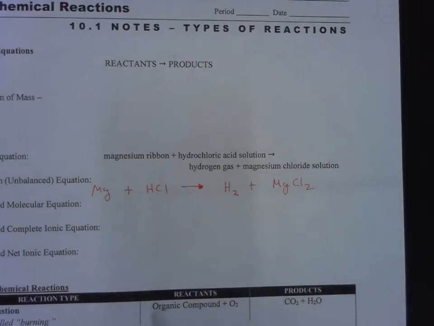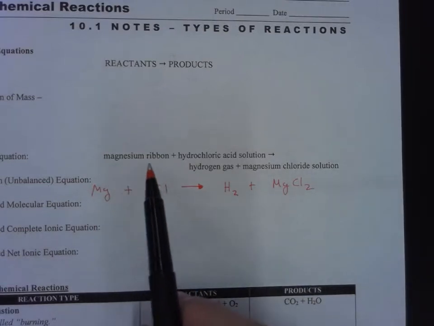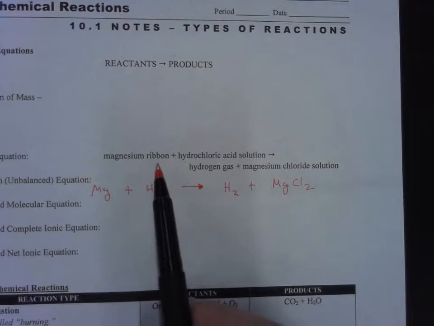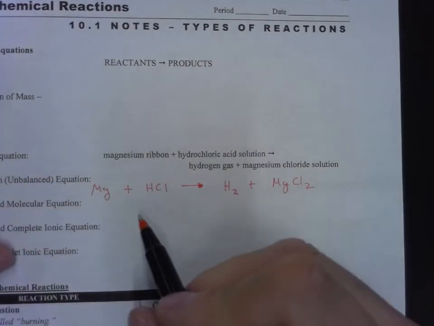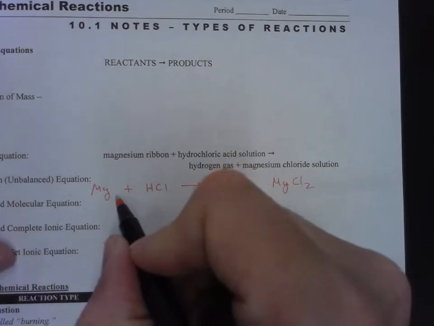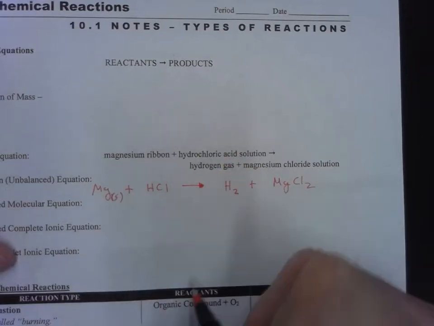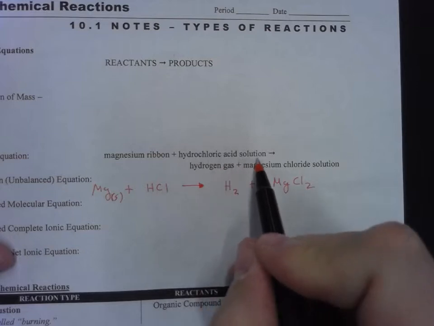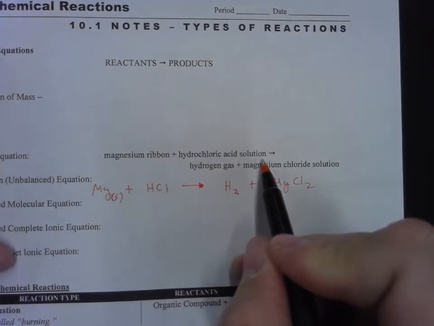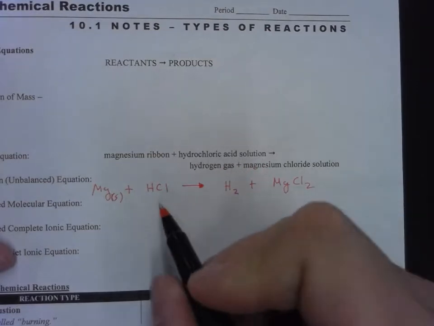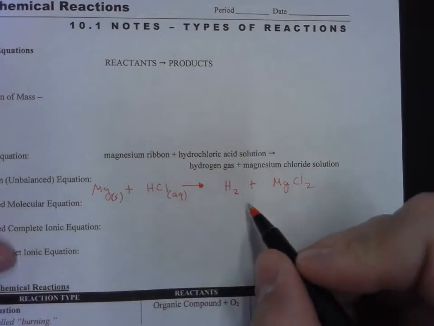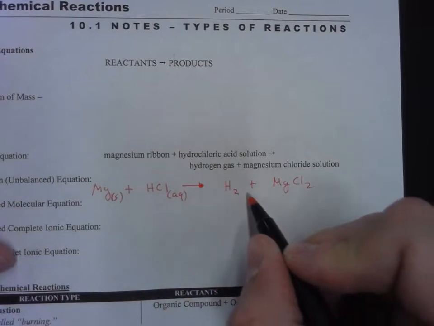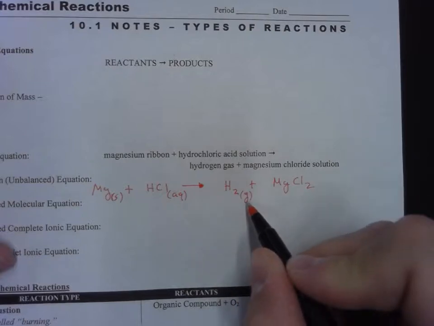Now there's a few other things I could do here. This says magnesium ribbon. Okay, so what is a ribbon? Well, it's a sliver of metal. So what state would that be in? Well, it would be in solid form. Okay, hydrochloric acid solution, what does that suggest? Well, solution suggests that it's in aqueous form. That's the state that it's in. Hydrogen gas, well, that just tells you straight up that it's in gaseous form, and that's a G there.